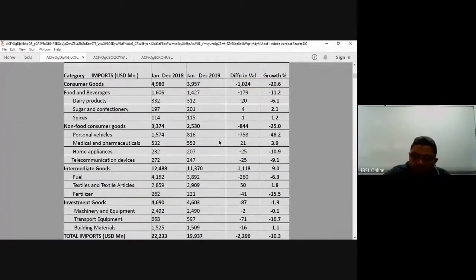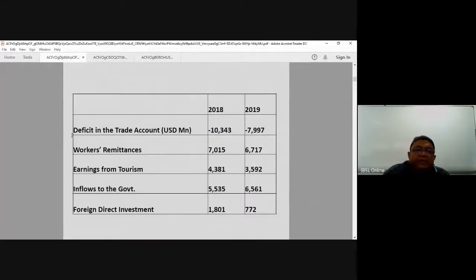Okay. So having said that, we came to a situation where we find that our import bill is bigger than the export bill. Now, we call that a deficit in the trade account, right? If you see the figures, in 2019 we were short by $7 billion. That means our import bill exceeded our exports.